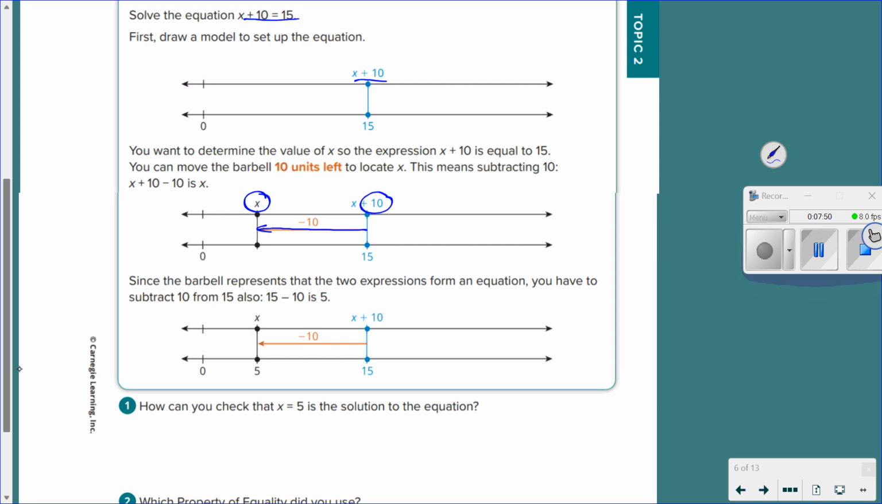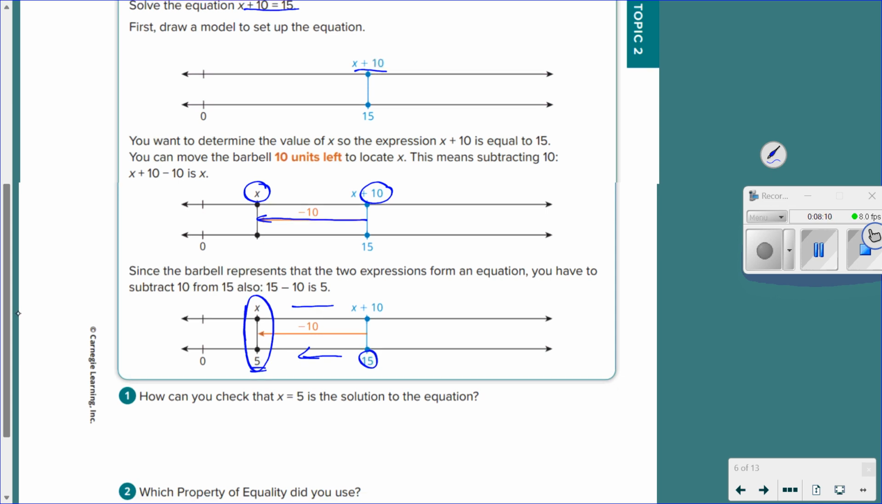So if I do that to the top one, I also need to do that to the bottom one. So when I do that to the bottom one, I take that 15, I subtract 10, and I get 5. As you guys just learned last lesson, that's my equation, right? So we can now rewrite that as x equals 5. Does that make sense for everybody?